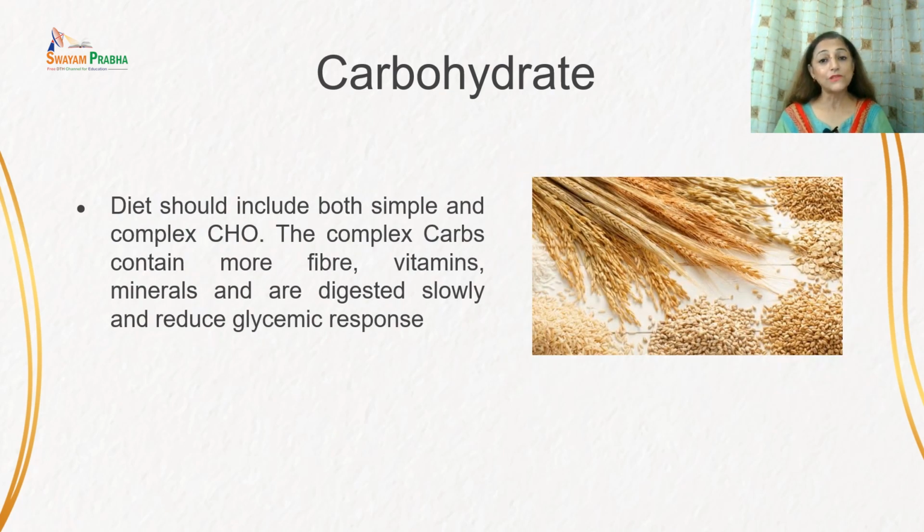The diet should also include both simple and complex carbohydrates. The complex carbohydrates contain more fiber, vitamins, and minerals, and they are digested slowly and reduce the glycemic response. And this glycemic response is very important for the elderly who might have some insulin resistance, or diabetes or similar issues related to carbohydrate metabolism.